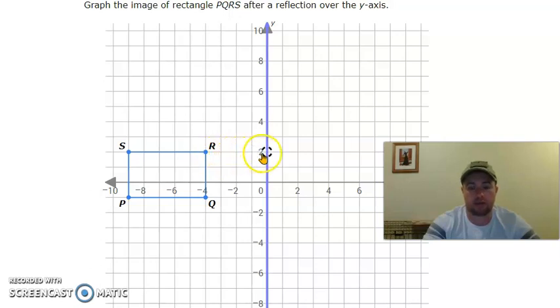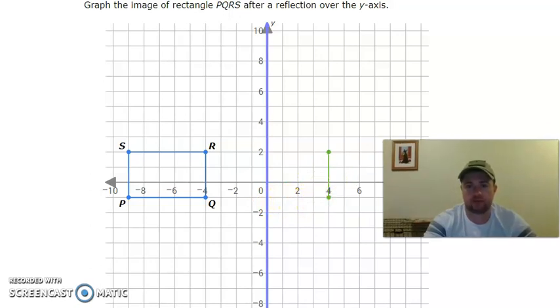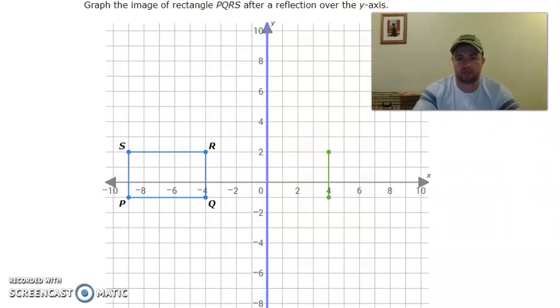So R is 1, 2, 3, 4 spaces away from the mirror. So if it reflects, it's going to reflect perfectly to the other side, and it's going to be 4 spaces away. Okay. Now, we're going to look at point Q. Point Q is 1, 2, 3, 4 spaces away from the mirror. So it's also going to reflect 4 spaces away. 1, 2, 3, 4. Now I'm going to move myself up here so that we can see this whole picture.